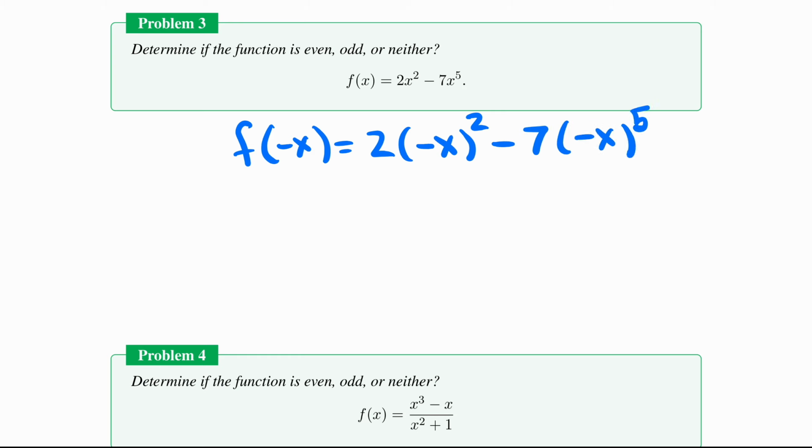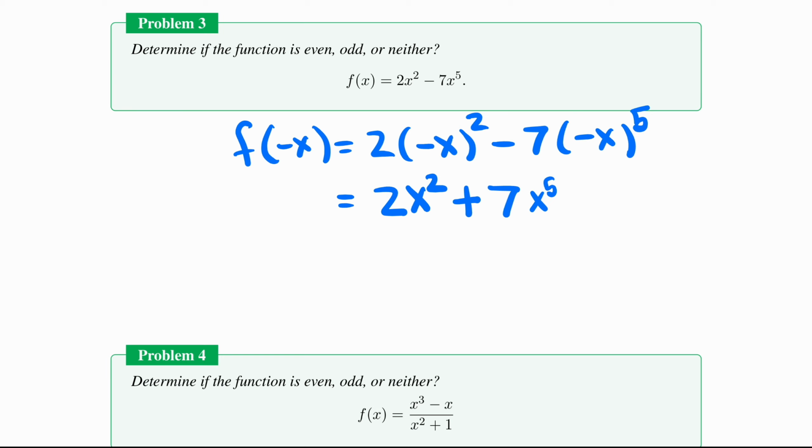Okay, now that I have plugged in the negative x, let's try to simplify. Within the first piece here, I have an even power. Because I have an even power, the negative is going to go away. Then I have a negative and a 7, and I analyze what I'm raising this to. I'm raising this to an odd power, so the negative is going to come on the outside, and it's going to make the negative 7 a positive because two negatives become a positive, and I'm left with this.